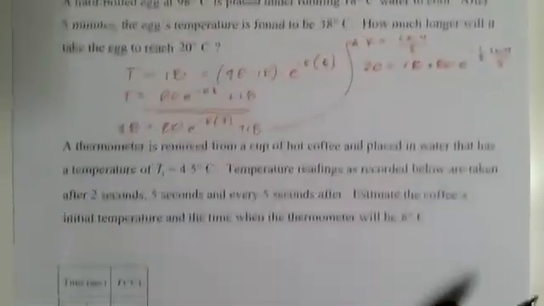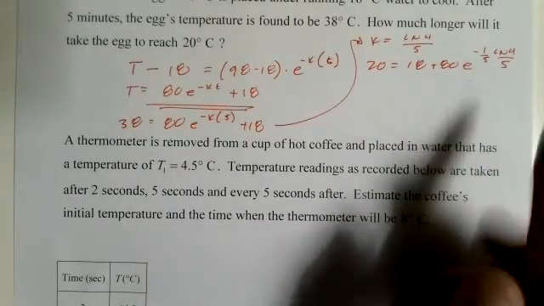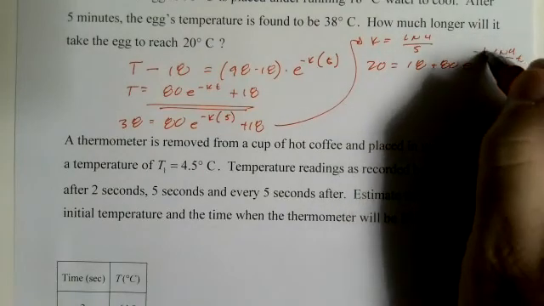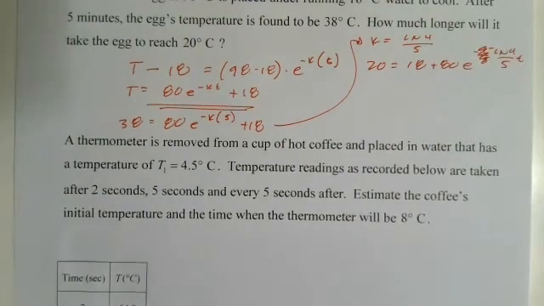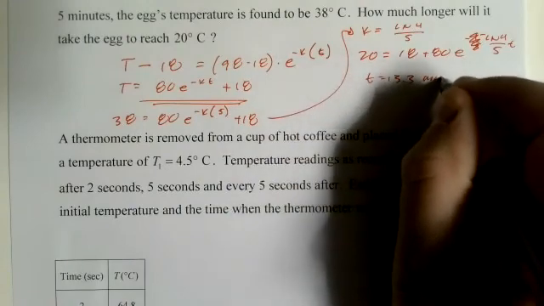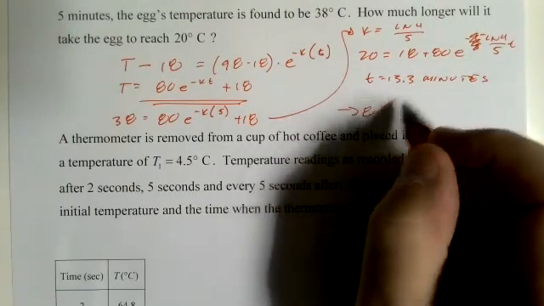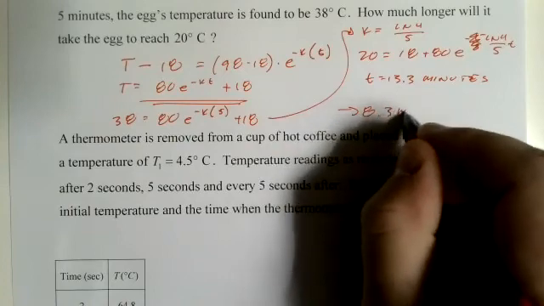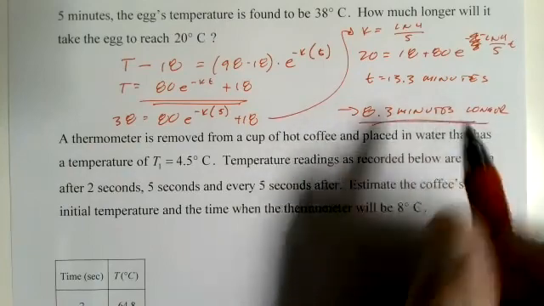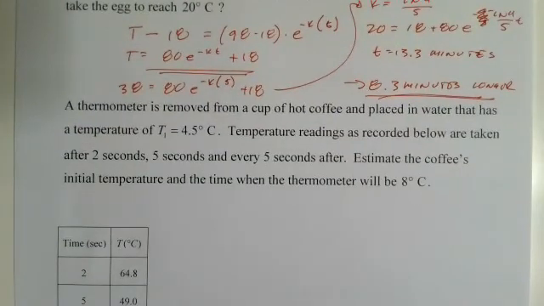But that's just me. So 20 minus 18 is 2 over 80. Natural log both sides. Divide that out. T. Why does it say negative 1/5? At least you're really negative. Sorry about that. I get t equals 13.3 minutes. That's not the question. It should be 8, and it should not be a single decimal. 8.3 minutes longer. Whew, that's hard work. You can also put this in your calculator.